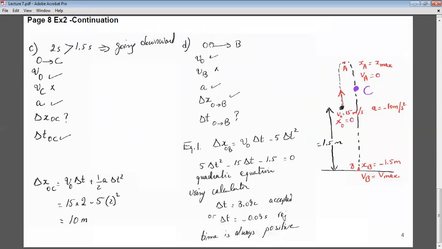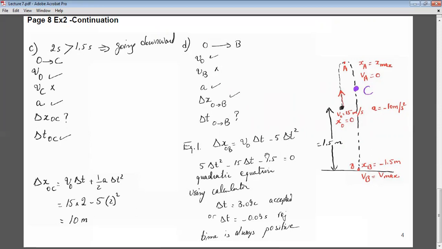What information do I have? Do I have VO? Yes. Do I have VB? No. Do I have acceleration? Yes. Do I have delta XOB? Yes. It's minus 1.5. And do I have delta T from O to B? It's actually asking for it. The equation I can use here is also the first equation. Delta XOB equals VO delta T minus 5 delta T square. Here, this is minus 5, which is 10 over 2.